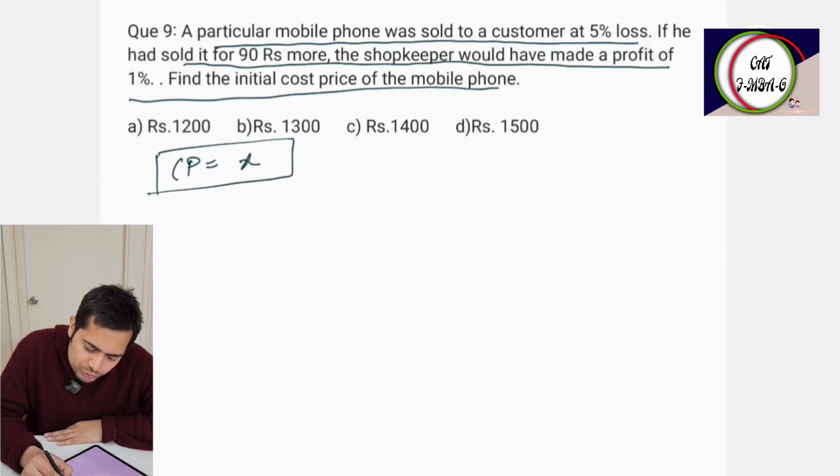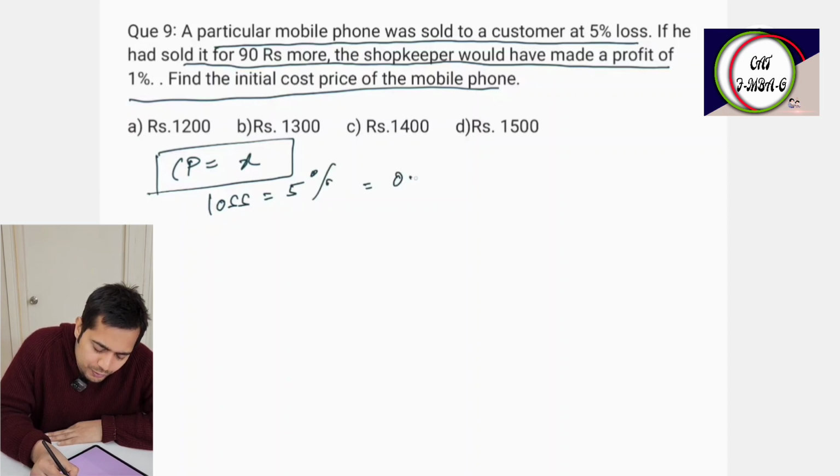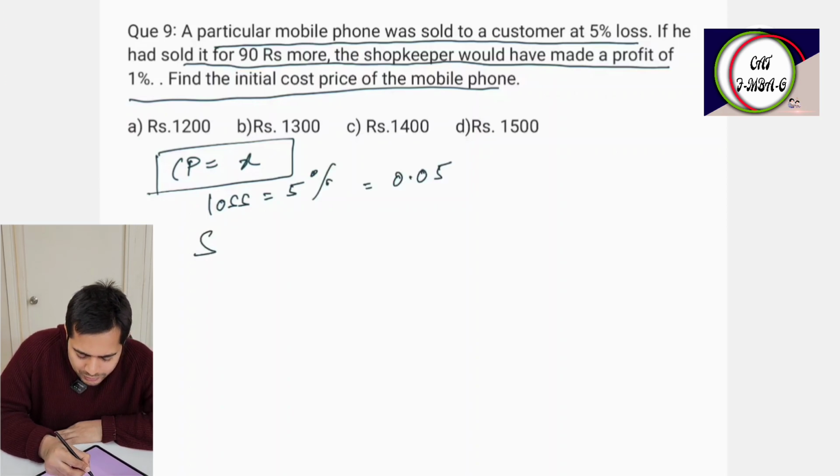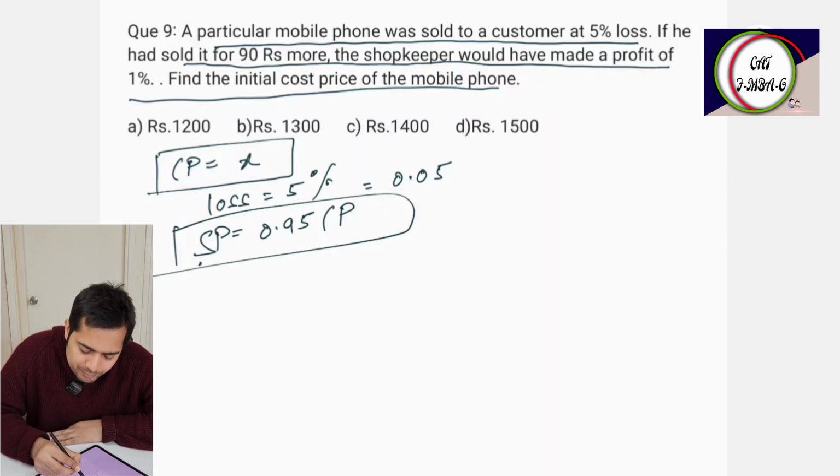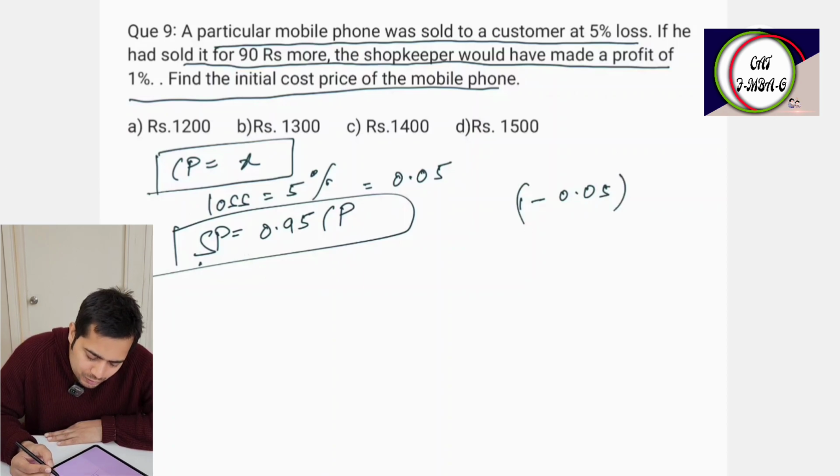Now a particular mobile was sold at a loss of 5%. So loss is equal to 5% or 0.05. Selling price is equal to 0.95 cost price. Got it? Loss is 5%. So selling price will be 1 minus 0.05, so 0.95 cost price. Use this formula. So selling price is equal to 0.95x.